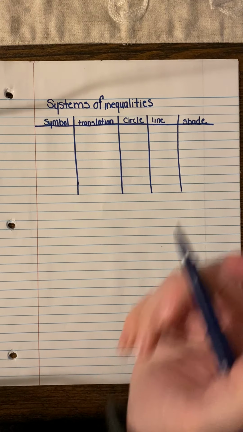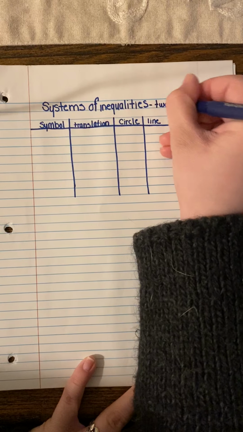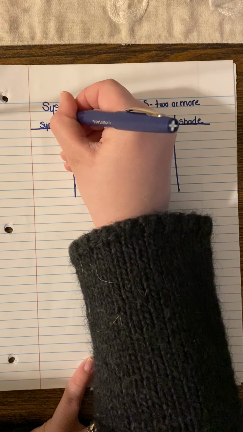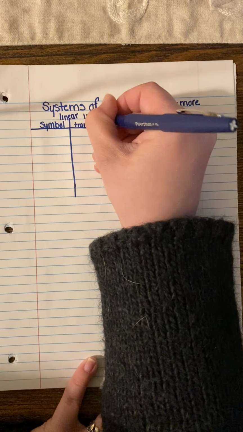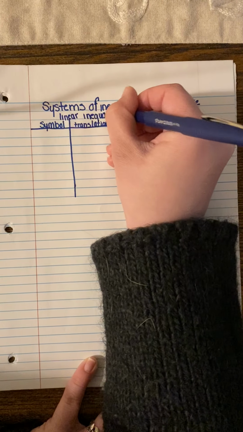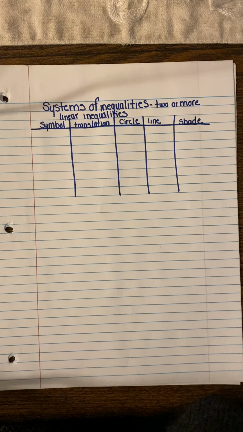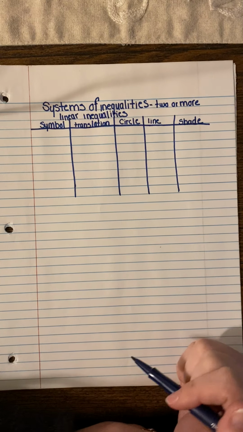But systems of inequalities are like systems of equations where it's two or more linear inequalities. Okay? So it's two or more linear inequalities. The only difference with this is the way they look. So instead of looking for where the two lines intersect, we're looking for where the two shadings or solution sets intersect, okay?